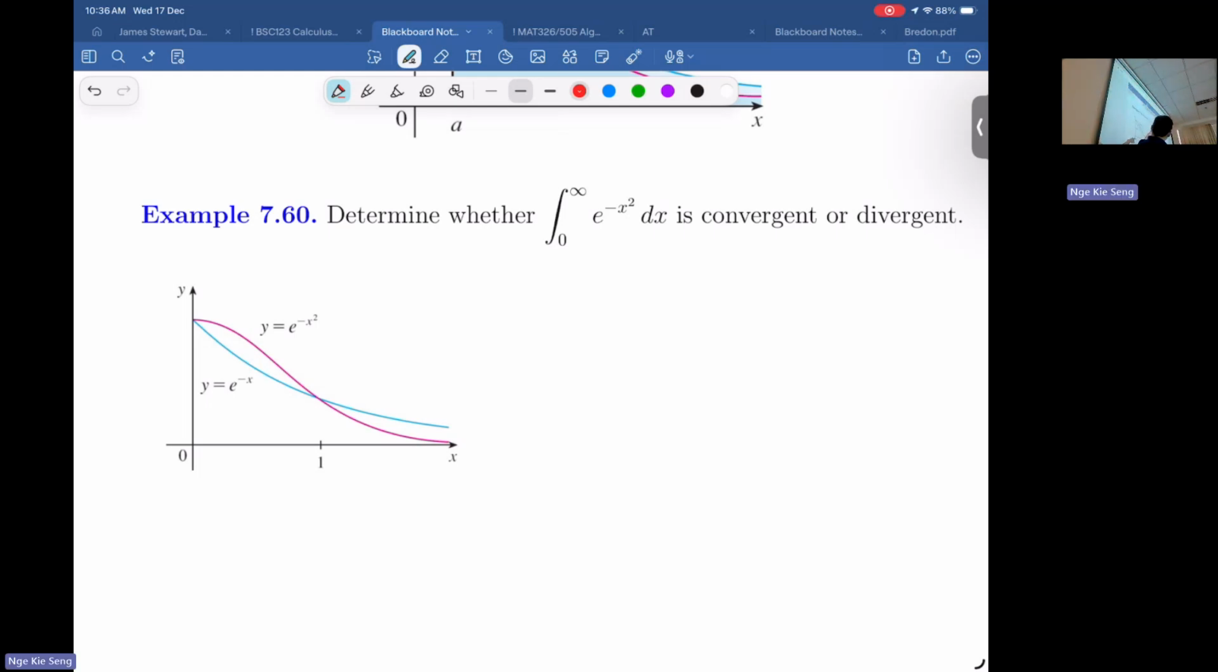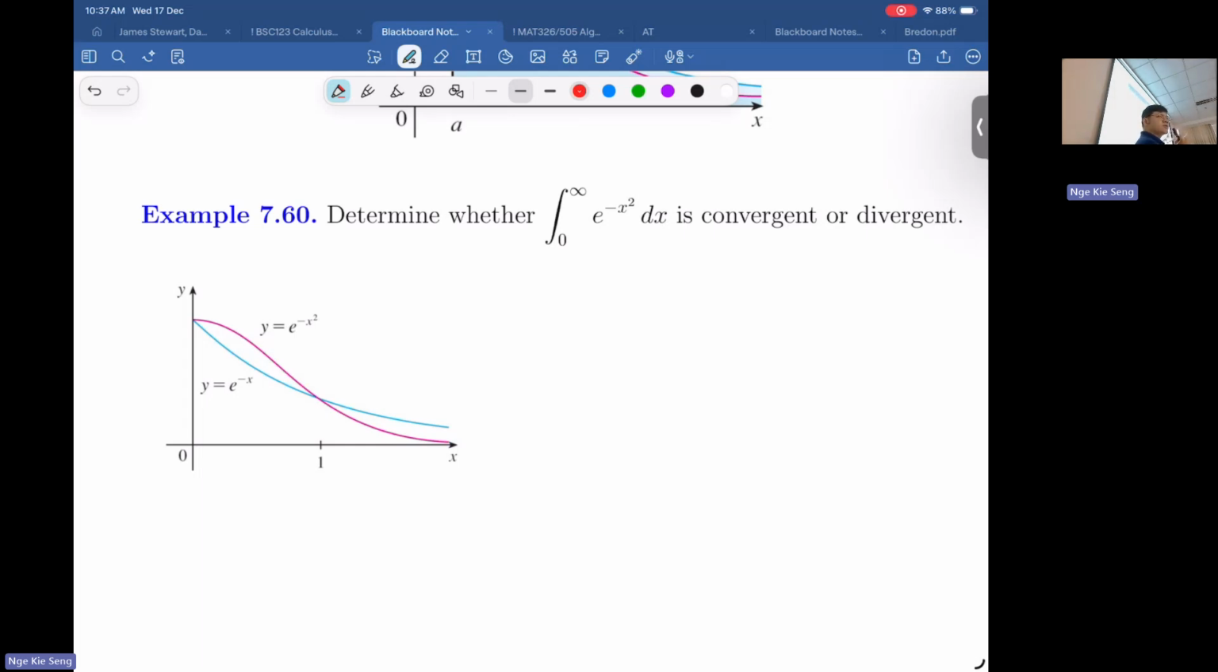So we are trying to integrate from 0 to infinity, right? But can you see what happened here in this picture? How do you compare e to the minus x and e to the minus x squared? This question asks whether it converges or diverges, so you need to decide. You want to prove that it is convergent or divergent. So what's the reason I draw this picture?